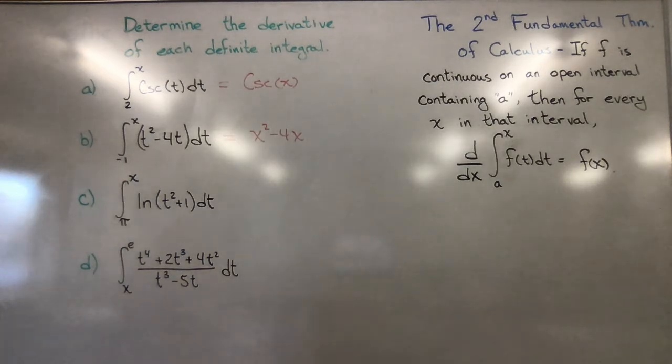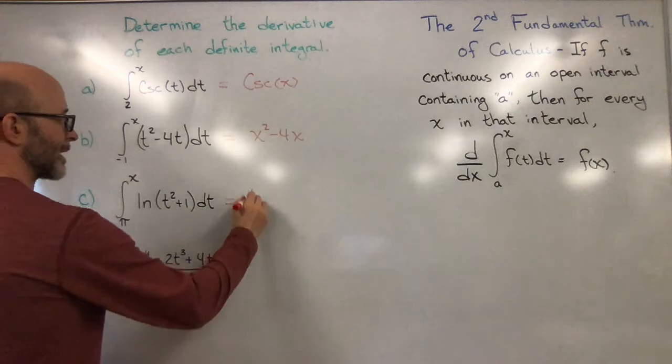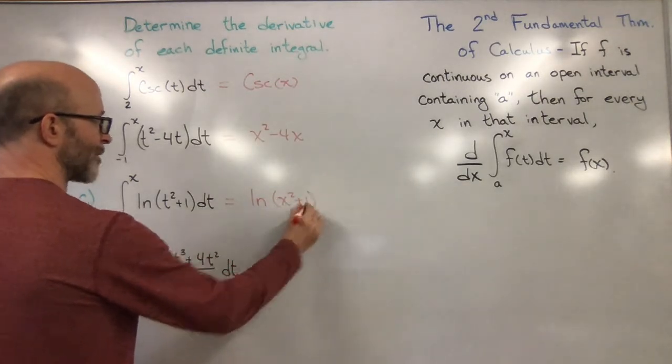Try part C on your own right now. If you got an answer, the natural log of x squared plus 1, give yourself a pat on the back.